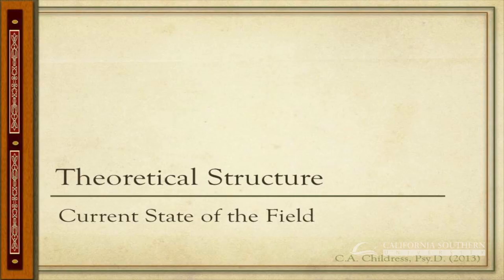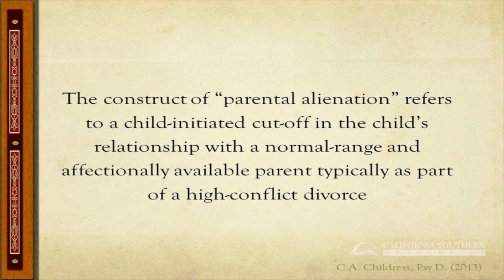Okay, so I'm going to start by talking about the current or the previous structure that was proposed for understanding parental alienation. The construct of parental alienation is essentially a child-initiated cutoff in the child's relationship with a normal range and affectionately available parent. And it typically occurs as part of high-conflict divorce.